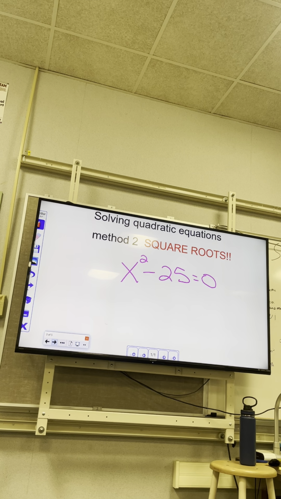So the first thing is, I'm going to do this. X squared equals 25. I move the 25 to the other side. Everybody think that's not crazy? That's easy.